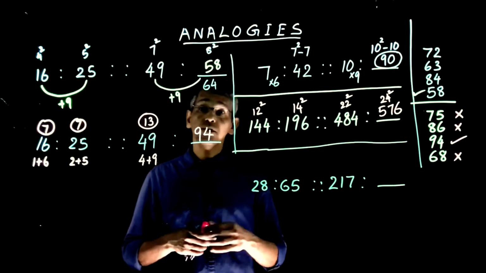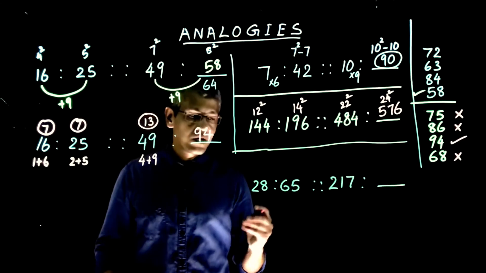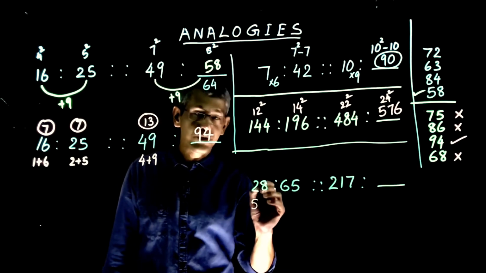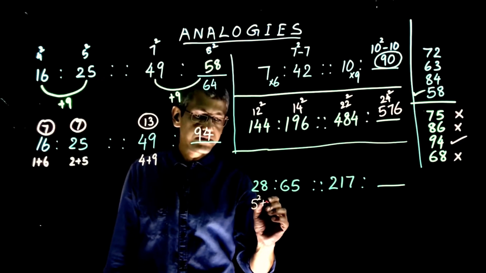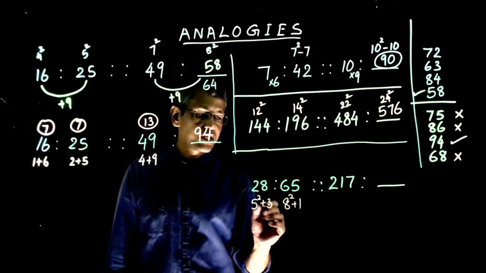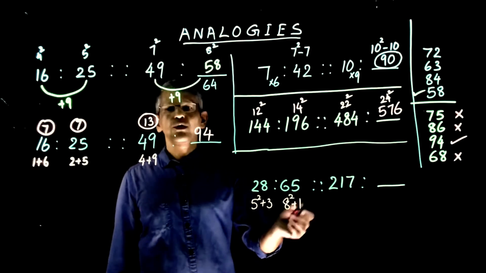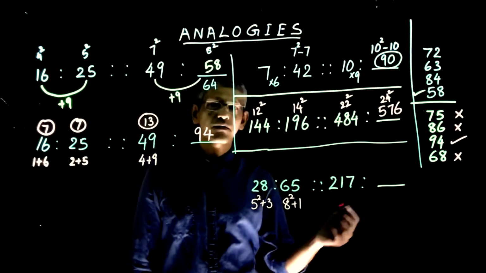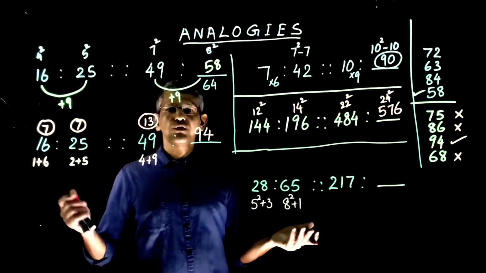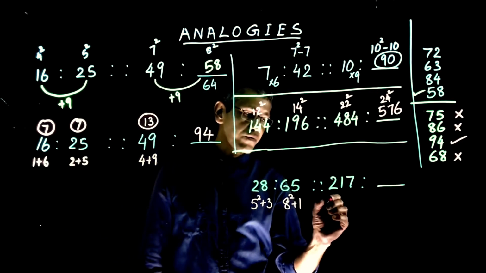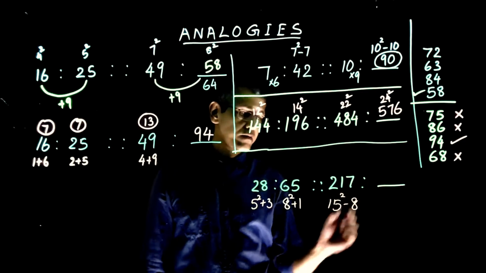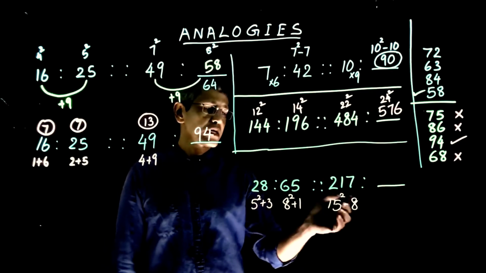So if you know what exactly they are, then it is easy for us to deal with this question. There are a couple of ways of looking at this question. What is it? First one. If we look at the square pattern, so 28 is what? 5 square plus 3. And 65 is 8 square plus 1. And 217, what's the nearest square? What I know is 15 square is 225. So this would be 15 square minus 8. However, that doesn't make any sense.